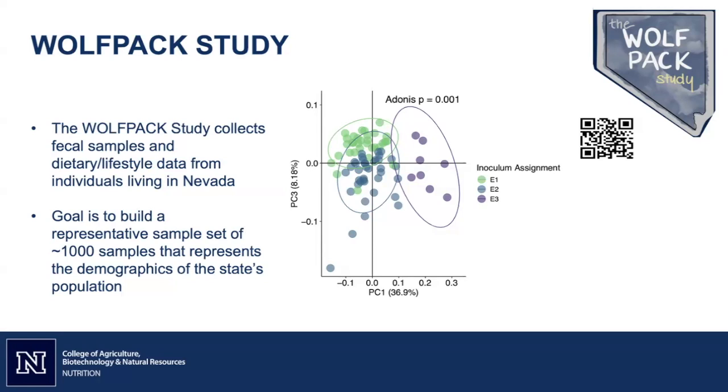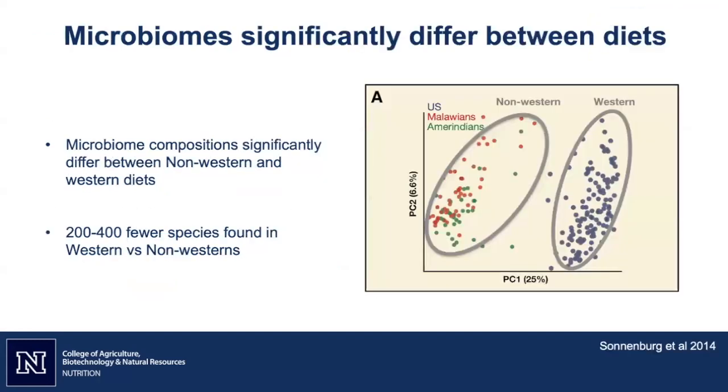Shown in the plot are collected fecal samples of individuals clustered into three distinct clusters. Each cluster, called E1, E2, and E3, are compositionally distinct from each other, and the type of diet you consume tends to dictate which of these three clusters your microbiome would fall into.